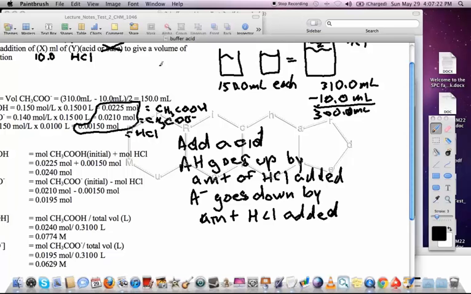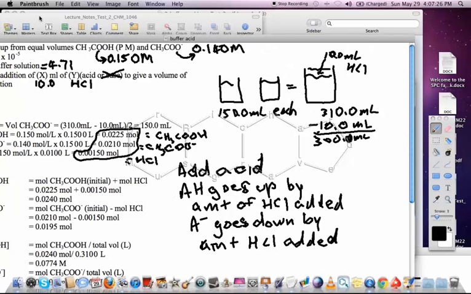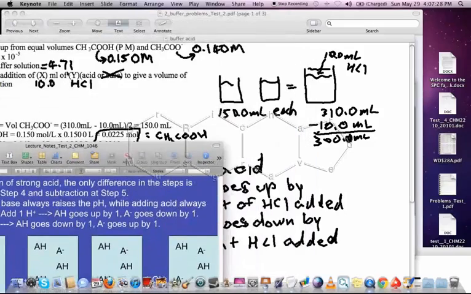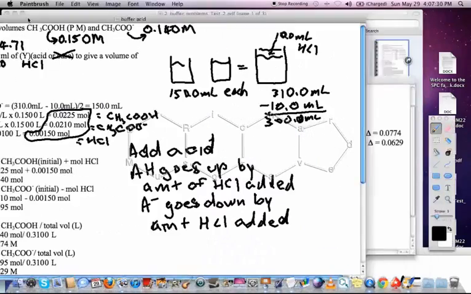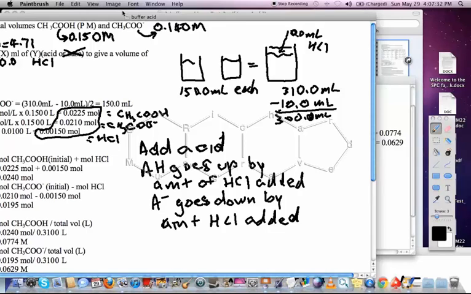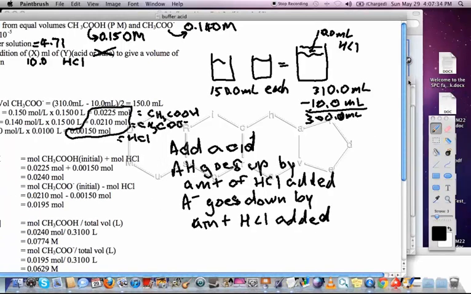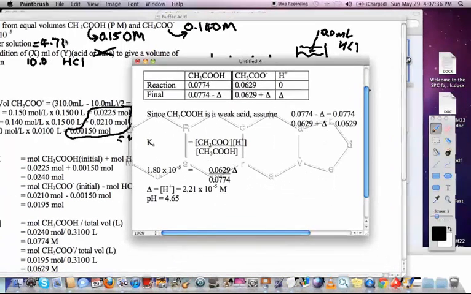You might recall from the initial problem that the pH of the initial buffer solution was 4.71. And that's the original buffer right there. You can see the pH has dropped to 4.65. So we've experienced a drop due to the addition of the strong acid, but it's not a huge drop, it's just 0.06 pH units.